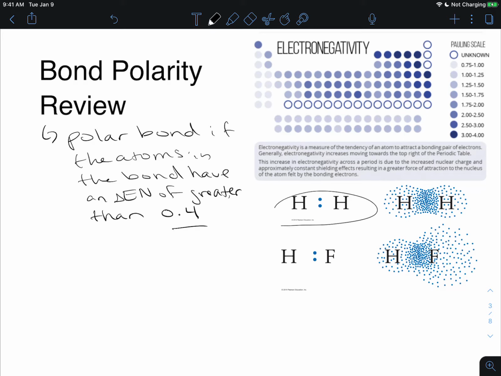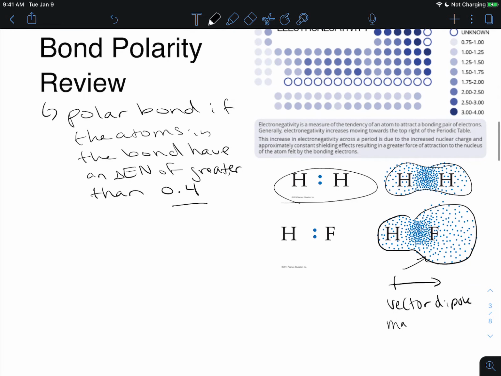And unlike a nonpolar bond where you have your electron density evenly distributed throughout your atom, with a polar bond, you're going to have your electron density, and this is in terms of an electron density map, more of your electron density of that bonding pair will spend its time around the more electronegative atom, and that causes us to have a bond dipole, where we call this bond dipole a vector dipole, which has magnitude and direction.